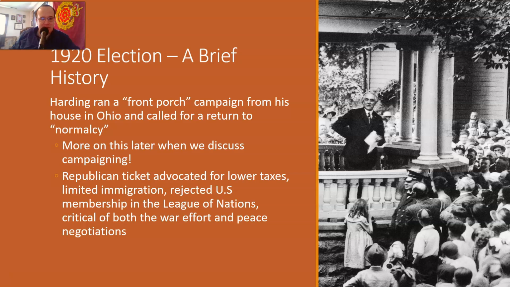But he called for a return to normalcy. That was his big thing. We had been fighting in World War I, League of Nations, all that stuff. Let's get back to normalcy. Let's get back to America first. So we'll discuss this later when we get to campaigning. But the Republican ticket advocated for lower taxes, limited immigration. They rejected the League of Nations, membership in the League of Nations. They were very critical of the war effort and peace negotiations.